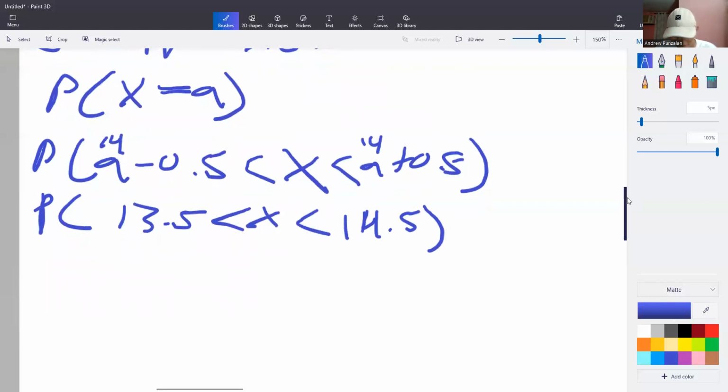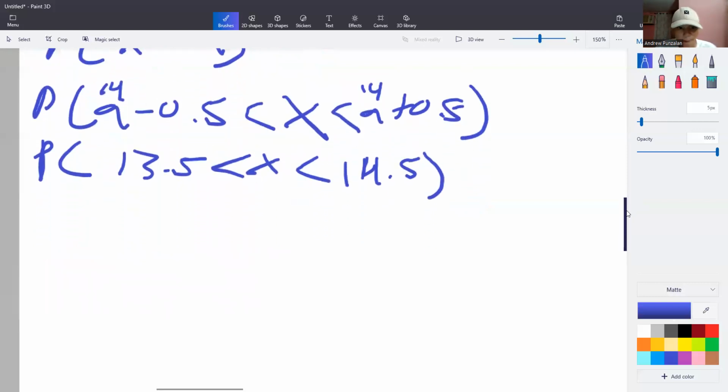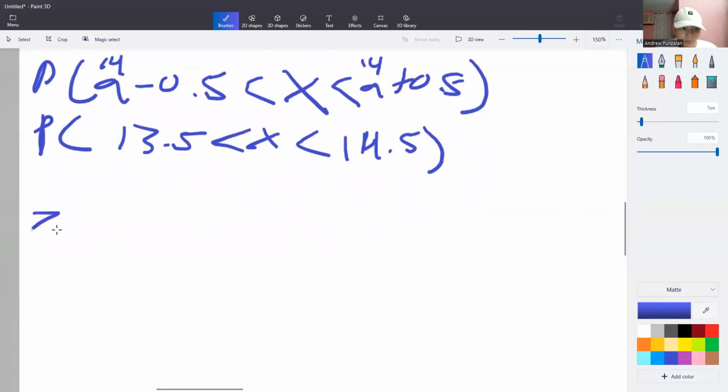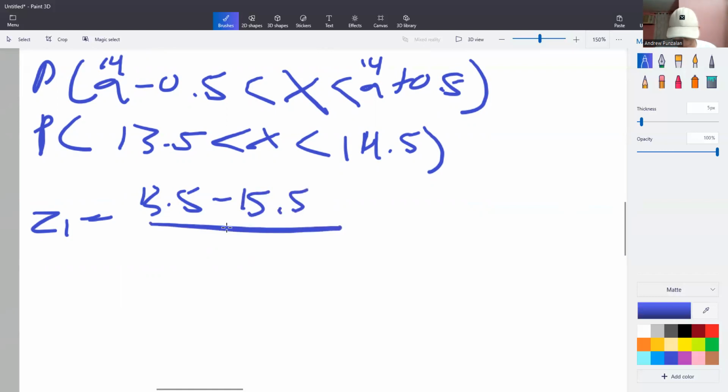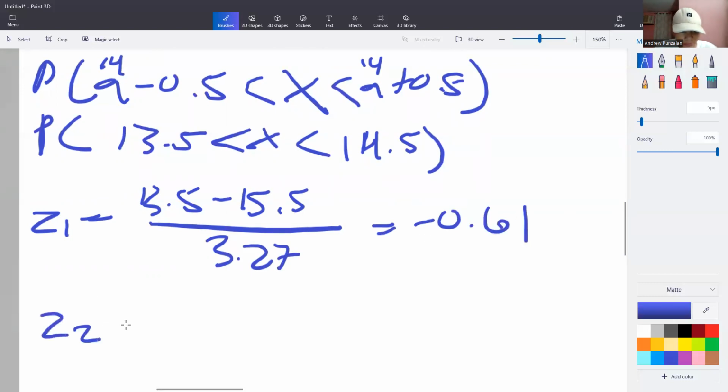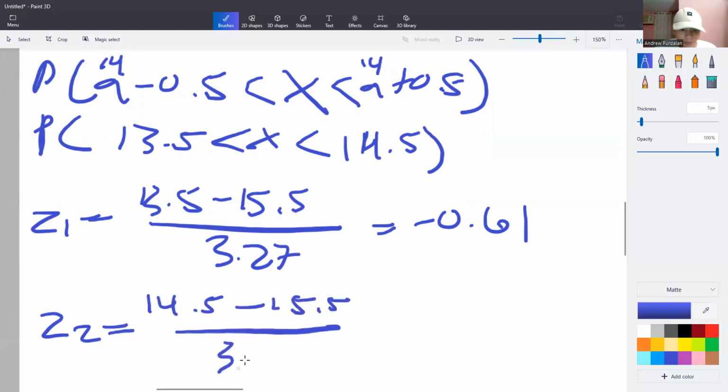So the formula for z is value minus mean over standard dev. We have two z's here. First, z1, value minus mean, 13.5 minus the mean, which is 15.5, we got earlier, over our standard dev, 3.27, which is equal to negative 0.61. And our z2 is value minus mean, 14.5 minus 15.5 over 3.27, which is equal to negative 0.31.